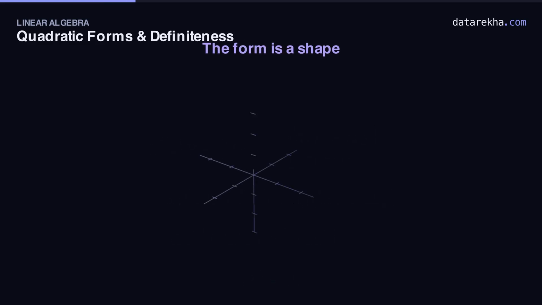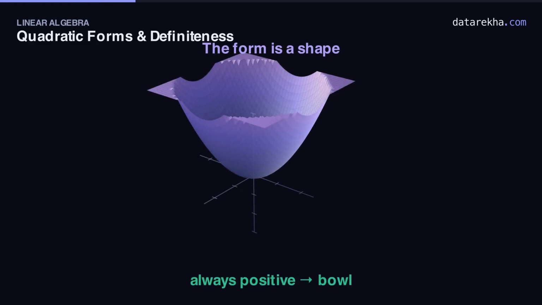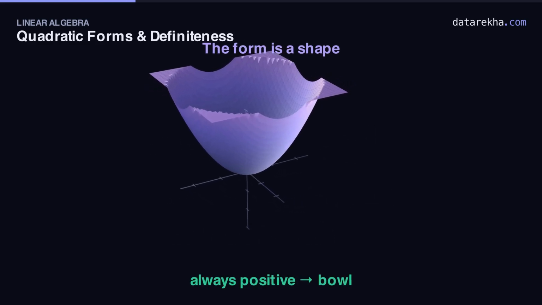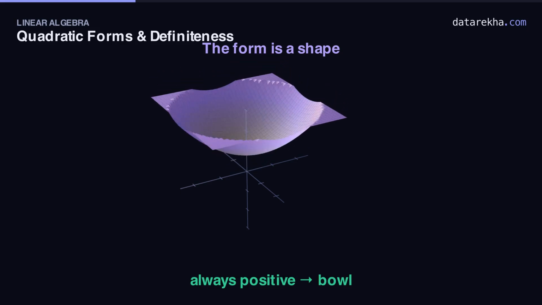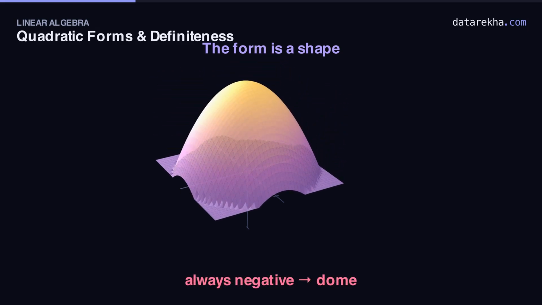Here is the key idea, and it's a picture. Treat x transpose A x as a height above each point x. As x roams the plane, that height traces a surface. When the form is always positive, it's a ball, lowest at the origin. Flip the sign of everything, and the ball turns over into a dome. Now the form is always negative, the origin the single highest point, the ground falling away everywhere.